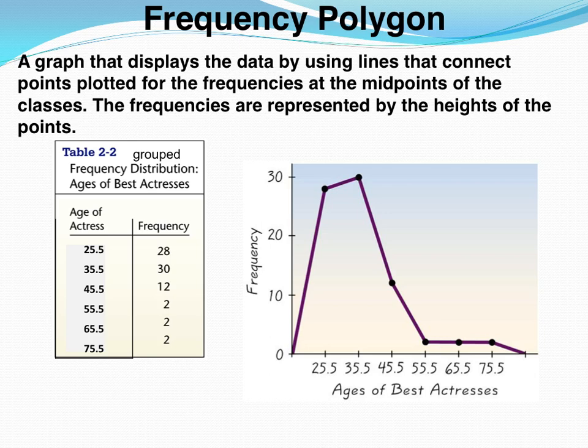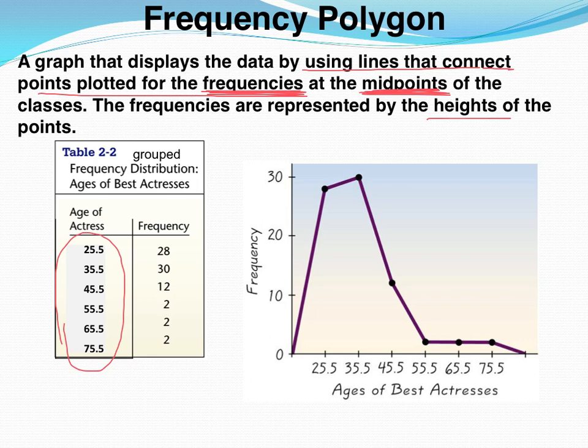Next, we have a frequency polygon. This is a graph that displays the data by using lines that connect points plotted for the frequencies. So we're still dealing with frequencies at the midpoints. This is the one where you're going to need to find midpoints for each of the classes. The frequencies are represented by the heights of the points. So here, notice we have the same table, but now we have the midpoints, and we still have the frequencies. We didn't do anything to the right side whatsoever.